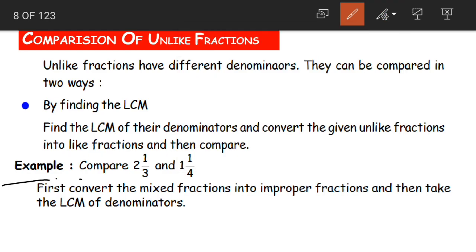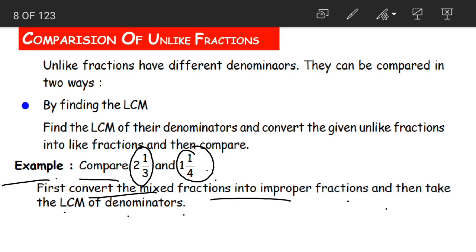If you look at the example, compare 2 1 by 3 and 1 1 by 4, children. So what will be the steps? Here 2 1 by 3 and 1 1 by 4 both are mixed fractions. Yes, both are mixed fractions. So the first step would be to convert the mixed fractions into improper fractions and then take the LCM of the denominators.